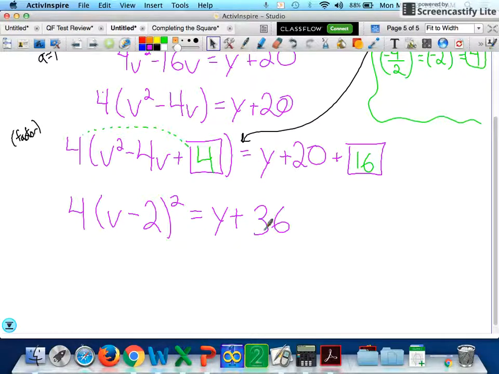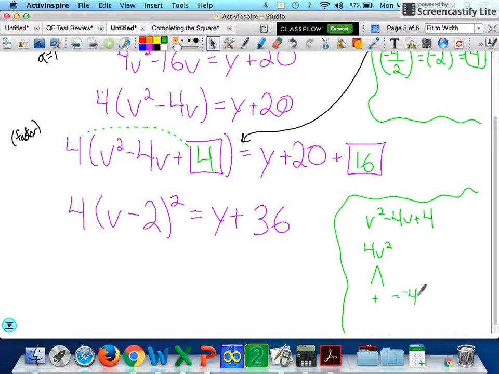Now, this left side, V minus 2 quantity squared, essentially appeared out of thin air to a lot of you. But let me prove to you that it did not. Head back over into our scratch work. If we had V squared minus 4V plus 4, if I was going to factor this, I'd look for factors of 4V squared that add to be negative 4V. Well, that's got to be negative 2V and negative 2V. It just has to be. Only one that's going to work.